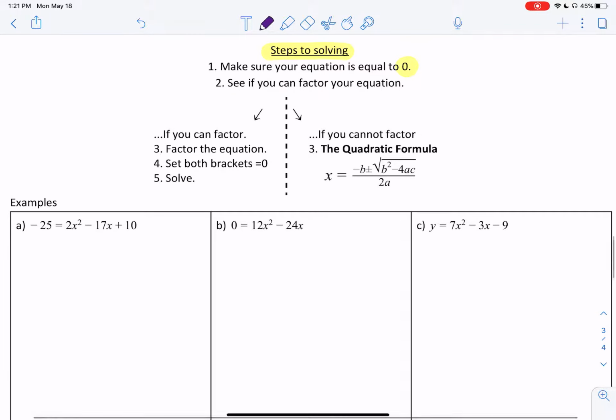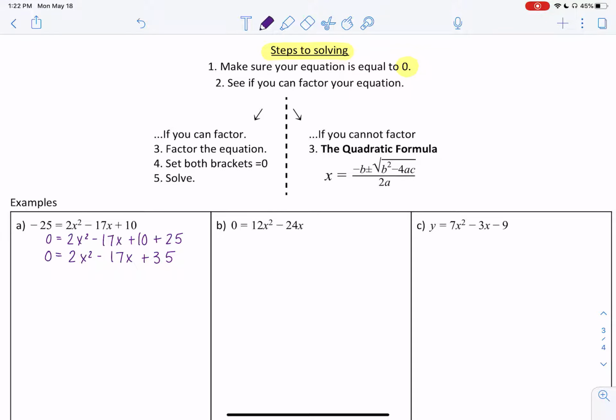The first one here, we have negative 25 equals 2x squared minus 17x plus 10. The first thing we need to do is make sure it's equal to 0. Again, it does not work if it's not equal to 0. So let's move that 25 over. Next, we're just going to make sure it's in the right order and that we collect any like terms. Our order is fine, but we do need to collect those like terms there.